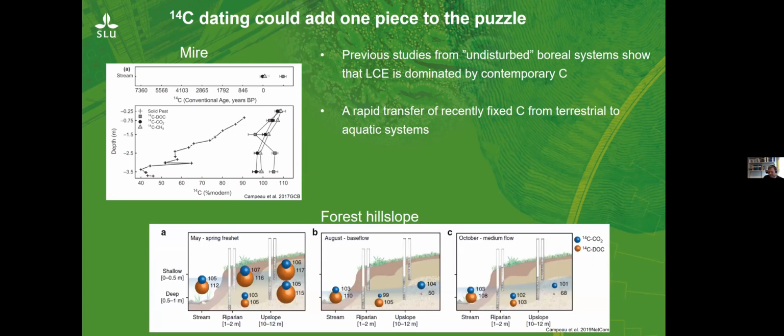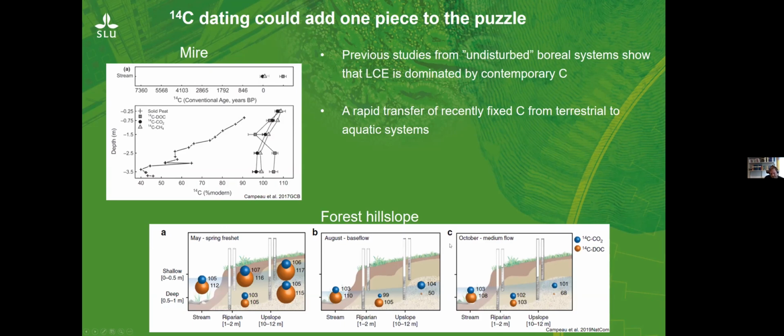We did a similar study, again led by Audrey, but here on the Forest Hill slope in the Krycklan C2 catchment, for those of you who are familiar with that. And again, this will be used as a control plot for our coming work in Trollberget. Again, we have the stream over here. This is data on 14C content on CO2 in the blue spheres and DOC in the orange spheres, collected during 3 different times of the year, from May to August and October.